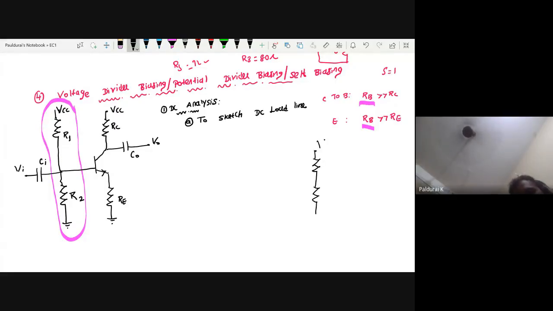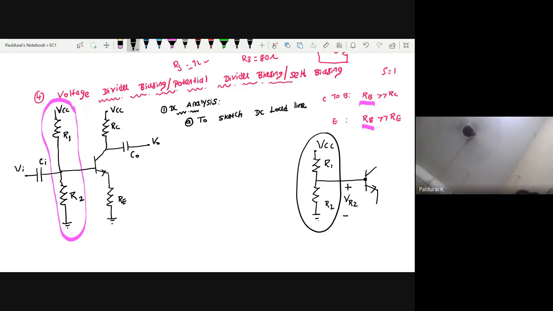I am applying some voltage VCC via R1 and R2, and I am taking this voltage, the voltage across R2, and giving it to the transistor. So what is this? Nothing but a potential divider. Potential is divided, and you take the voltage across R2 and give it as the input voltage to the transistor. That's why it is called voltage divider bias, potential divider bias, and finally self biasing, because self is the best one.